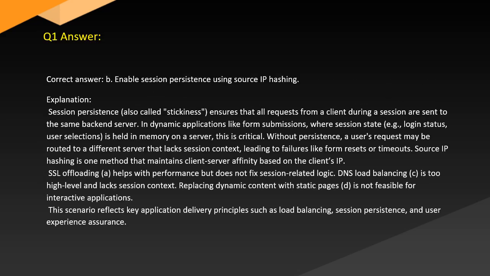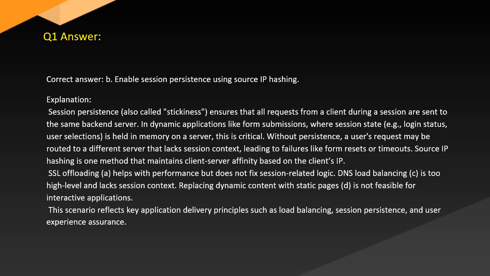Answer. Correct answer. B. Enable session persistence using source IP hashing. Explanation. Session persistence, also called stickiness, ensures that all requests from a client during a session are sent to the same backend server in dynamic applications like form submissions where session state, e.g. login status, user selections, is held in memory on a server. This is critical. Without persistence, a user's request may be routed to a different server without the session context, leading to failures like form resets or timeouts.